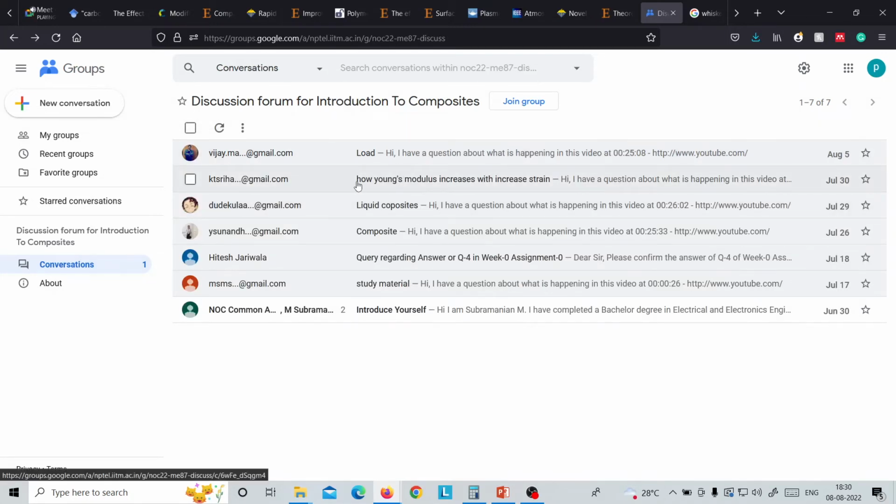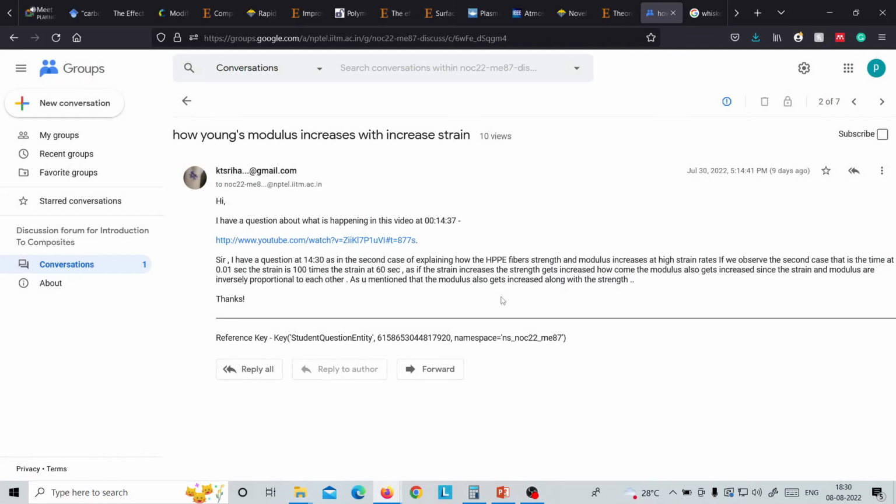So, in this one, they've asked the question in which HPP fiber strength was discussed. In that, Nachiketa discusses that if strain rate suddenly increases, then the modulus of HPP fibers is also high. I clarified that a sudden increase in strain rate is just that we suddenly apply a lot of force, something similar to an impulse.